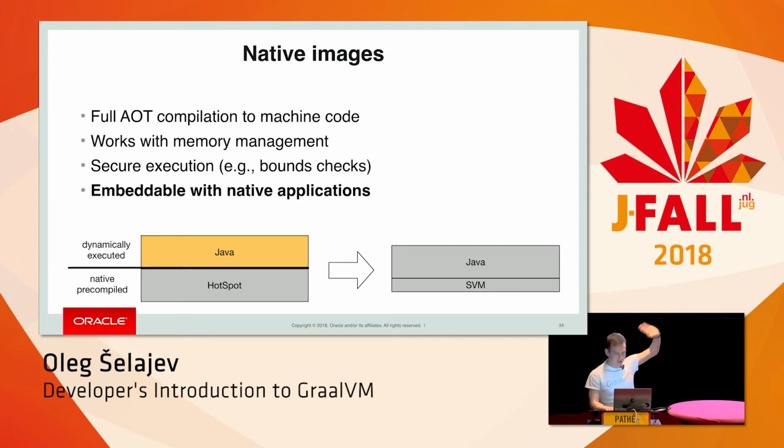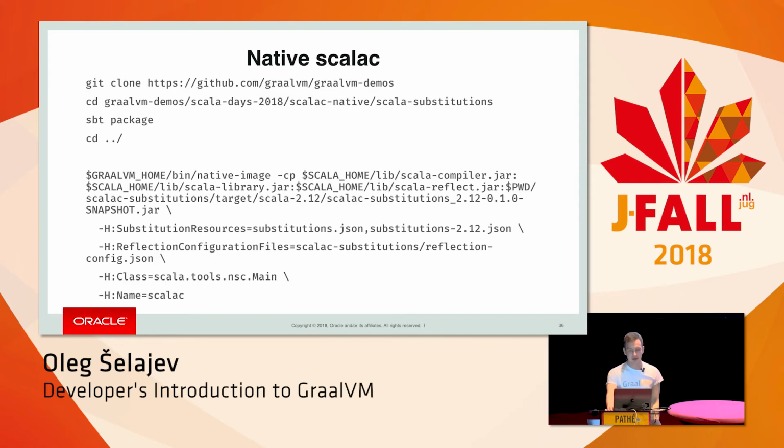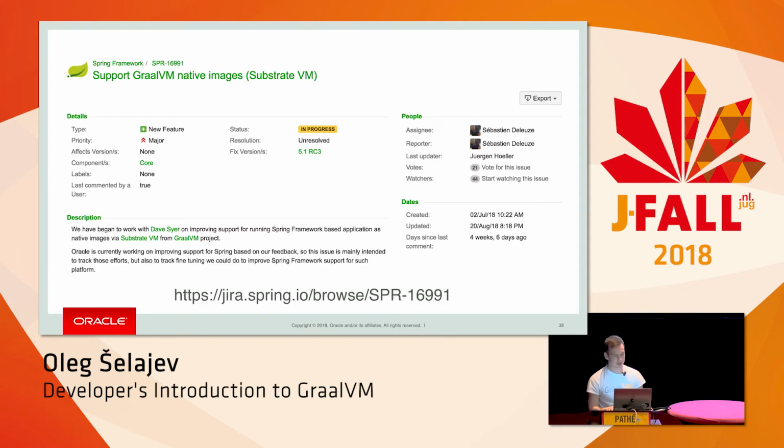What I know, I will skip this. There is an example that Node.js runs really, really fast. Scala C runs really, really fast. I mean, it starts really, really fast, which is impressive because normally people don't think that Scala compiler is really fast. It doesn't yet work for out-of-the-box Spring applications, but we are working on that.